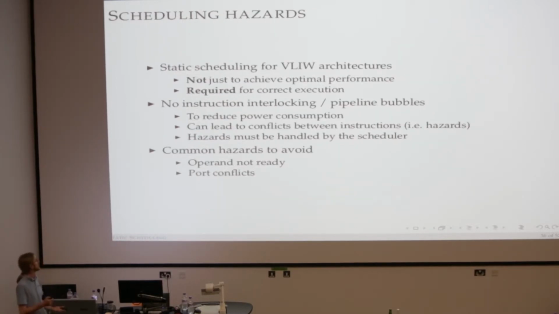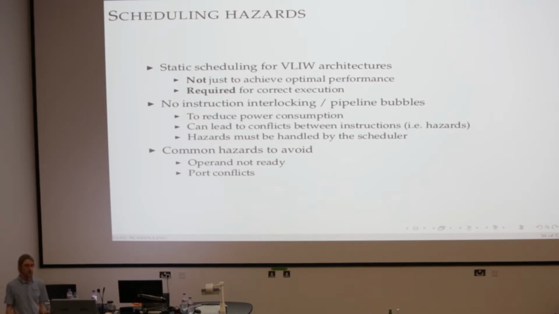Something important you have to know is that for VLIW architectures, scheduling is not just an optimization. You have to do scheduling in order to get correct code at all, otherwise your code will just crash and burn. I don't want that. One reason for this is that usually you don't have any instruction interlocking at the pipeline level. So it means if you have dependencies between instructions, the processor doesn't wait for you to satisfy the delays between the instructions. That's to reduce power consumption. So that's why the compiler, or in this case the scheduler, has to know about these dependencies and the latencies, in order to avoid these conflicts.